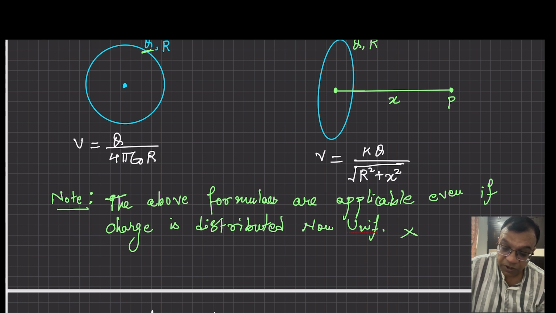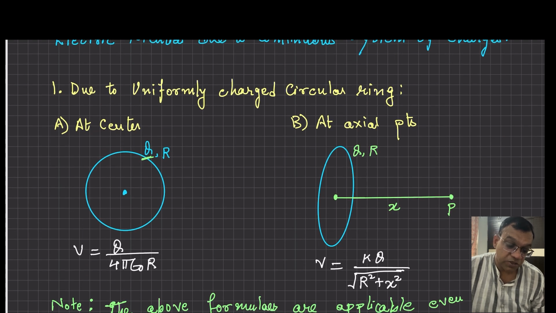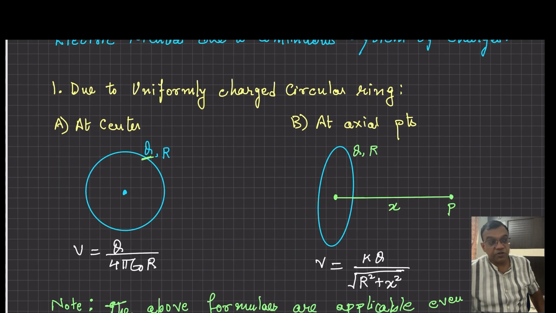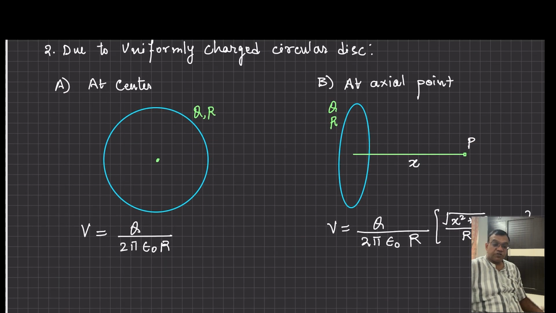But this won't be the case with electric field. This is the electric potential due to the continuous charge, the uniformly charged ring: at the center it is KQ by R, and at the axial point it is KQ upon under root R square plus X square.